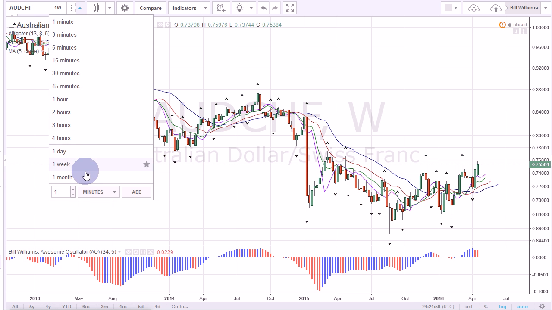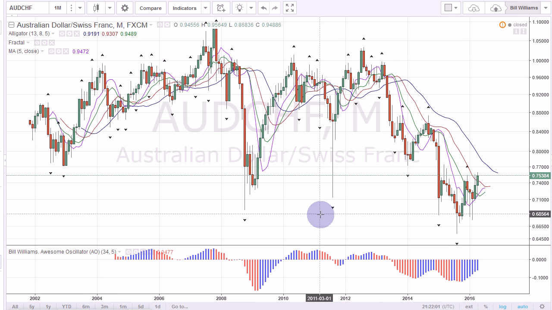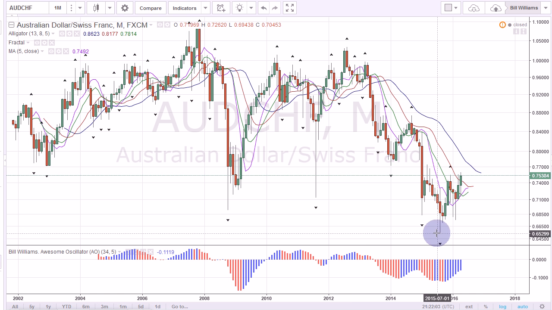The monthly chart also looks favorable. You do get a market that has hit significant lows. It has turned on this candle before you get this fractal right here, which is exactly in the same area as those fractals on the left, which occurred back in 2008 and 2011. So this obviously is quite an important support area.